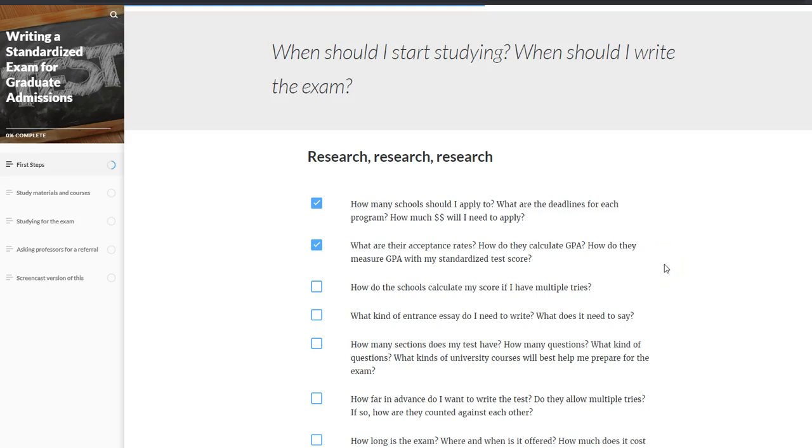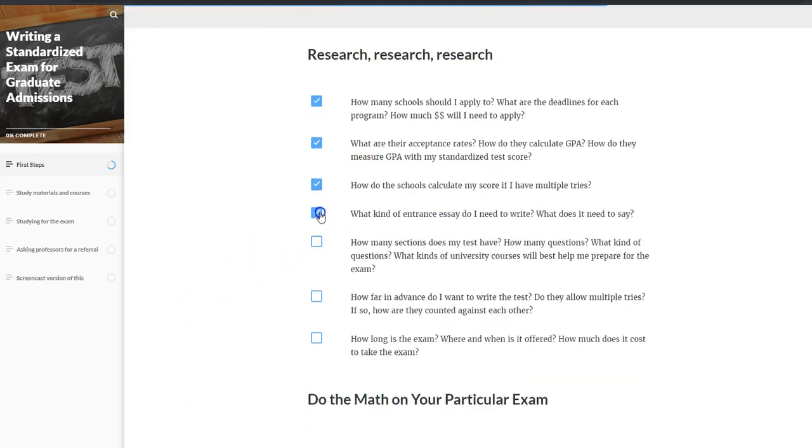You also want to look into their acceptance rates and how they calculate GPA with the standardized test score. So what matters more? How do they calculate them? How do they ratio them? What's the average intake score for that school? You want to research all of that stuff. Again, I sort of mentioned this, but how do they calculate your score if you have multiple tries? You'll want to look into what kinds of entrance essays you need to write or statements of intent. What do they need to say? Should you address your standardized test score in it, and so on.